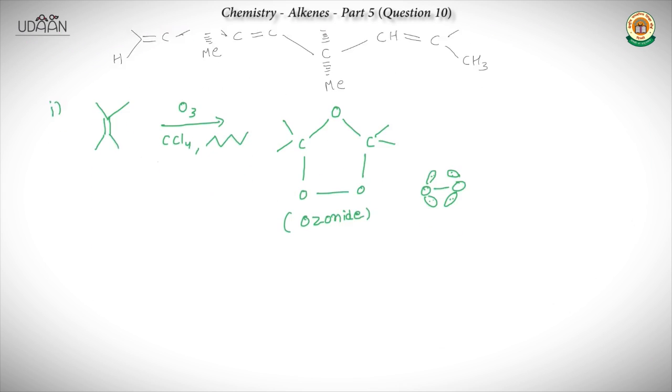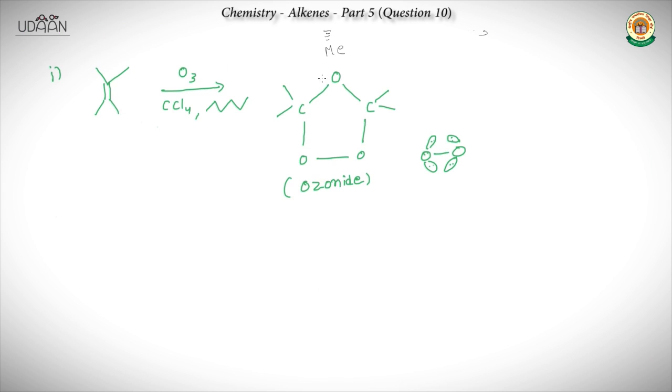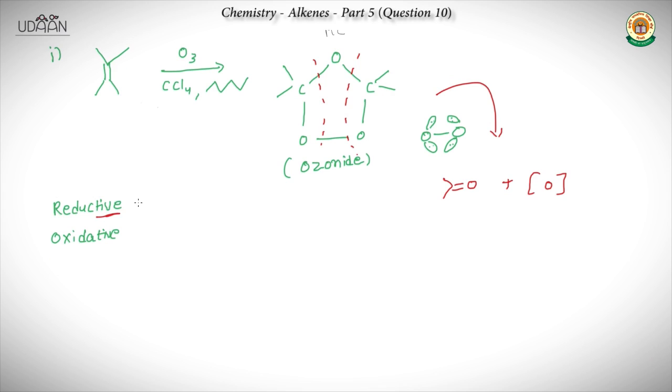Now in ozonolysis, next, I told you we have two parts. One is reductive ozonolysis and the other is oxidative ozonolysis. As I have told you, this ozonide is very unstable, so what happens is it cleaves away in this way, and you will get a carbonyl compound and also nascent oxygen. Now let's talk about this reductive ozonolysis.